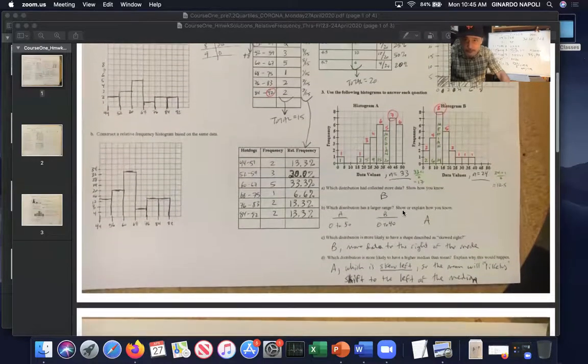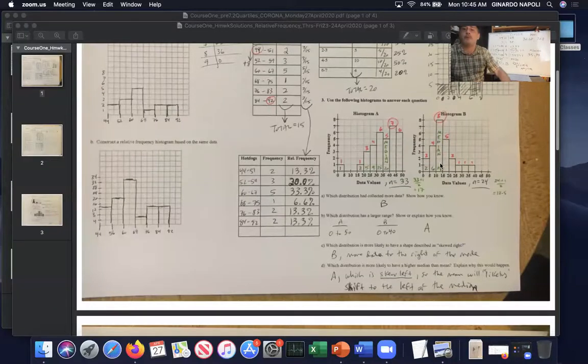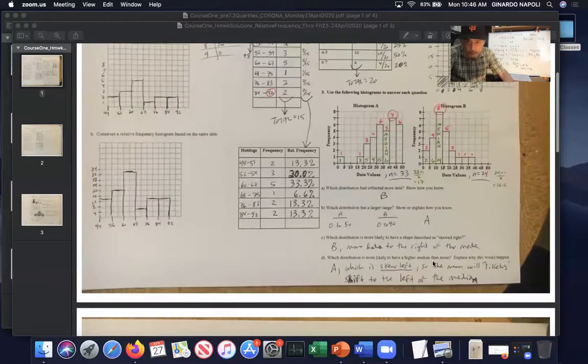Now, skewed means there are more numbers on one side of the mode. If you look at histogram B, there are more numbers to the right of the mode, so that's skewed right. Whereas if you look at histogram A, there are more numbers to the left of the mode, so that's skewed left. That's really what's going on here.